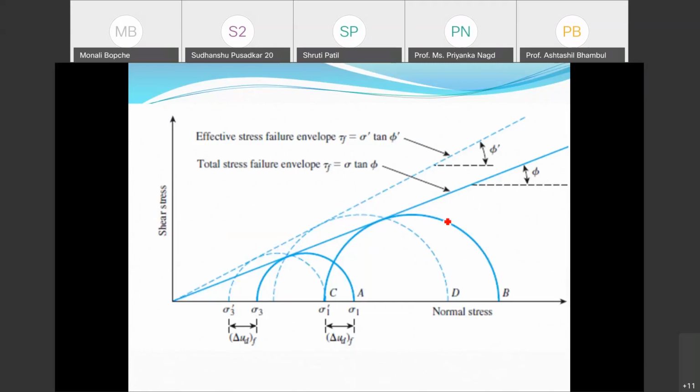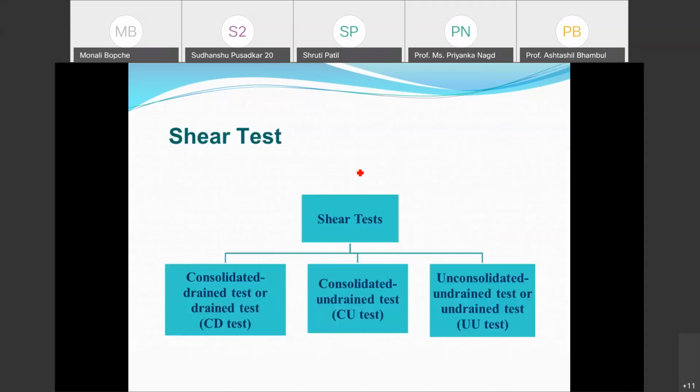So this firm line indicates the total stress condition where I'm getting the phi value, and when I conduct the same test on this same soil under the effective stress condition, I will get the phi dash. So the effective conditions will be developed by phi dash, indicated by sigma dash and phi dash, and this is the normal stress or total stress indicated by sigma and tan of phi.